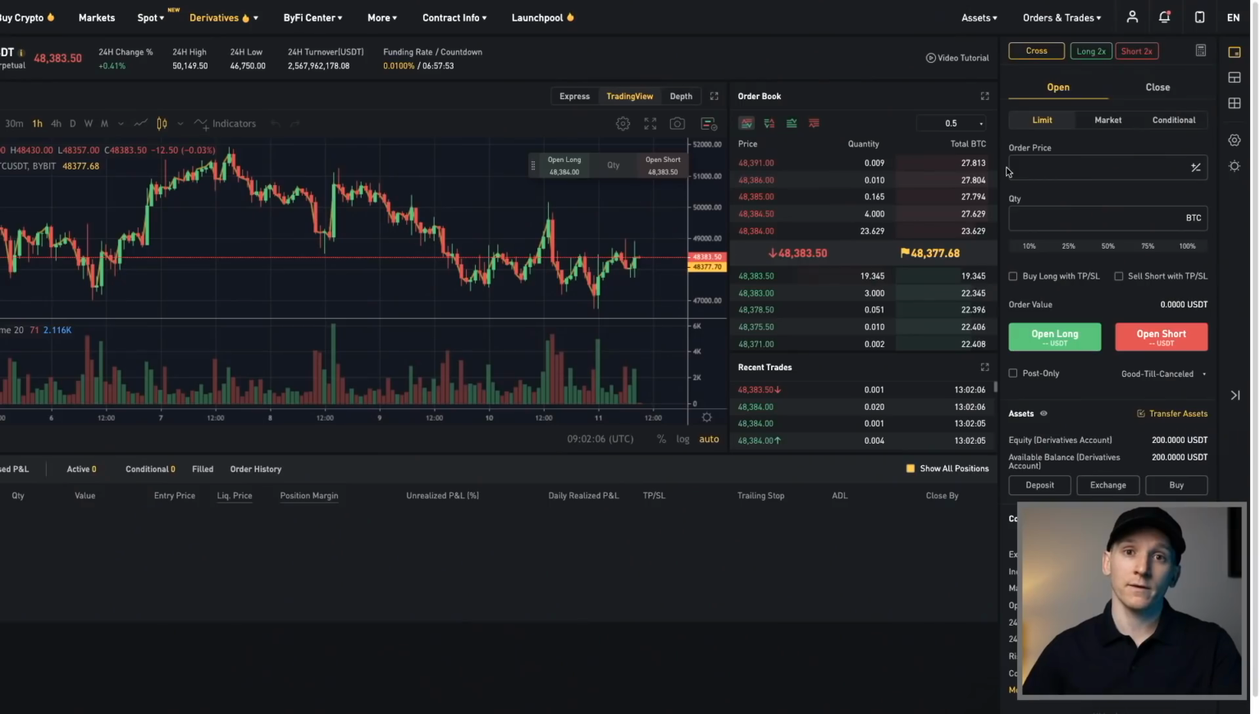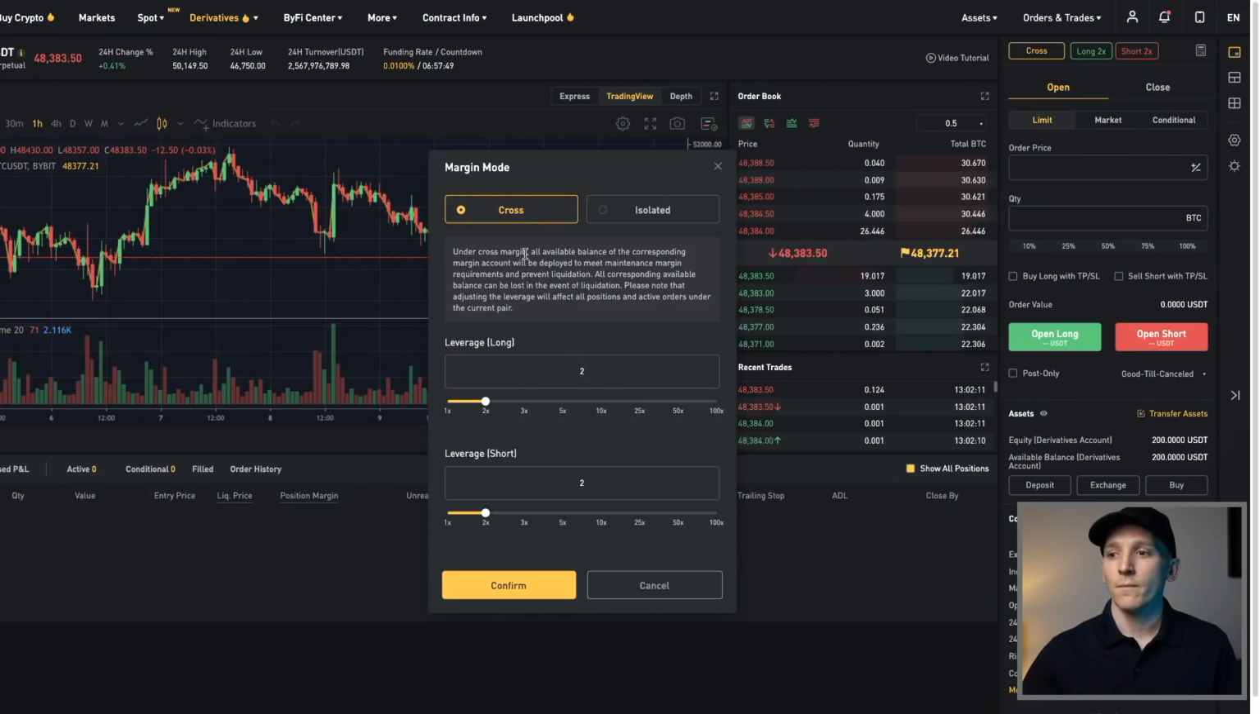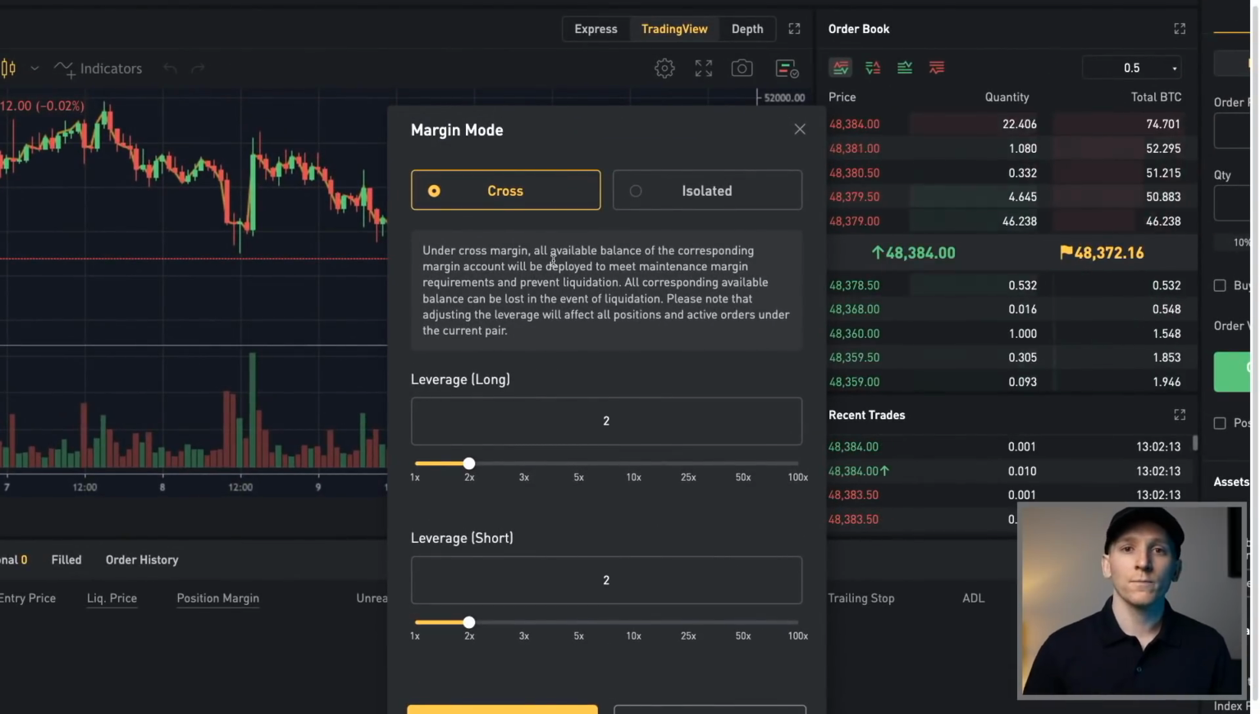There's 2 things you can do. You can go cross, or you can go isolated margin. So cross margin, and we'll click it here. Cross margin, and you can come and read this, I'm sure it tells you. Cross margin is when essentially all of the positions that you have.